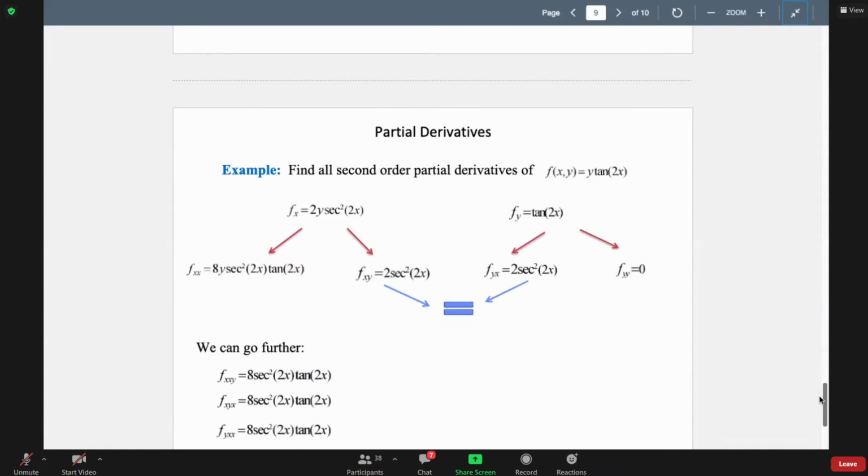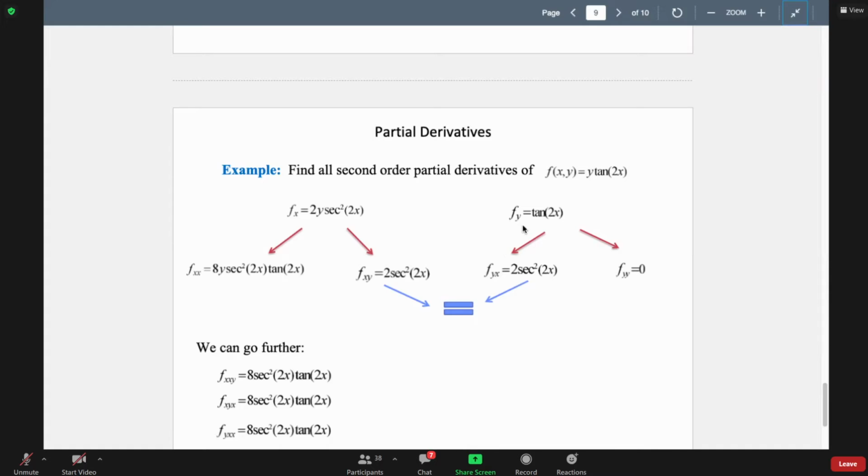So here is an example. The function is f of x, y equals y tangent of 2x. If you compute f_x, it means y is constant. So of course the derivative is y, and the derivative of tangent is secant squared, and then the derivative of the inner function is 2. So f_x is 2y secant squared of 2x.